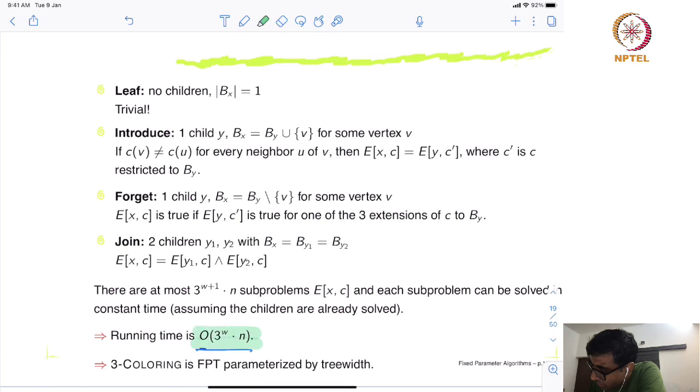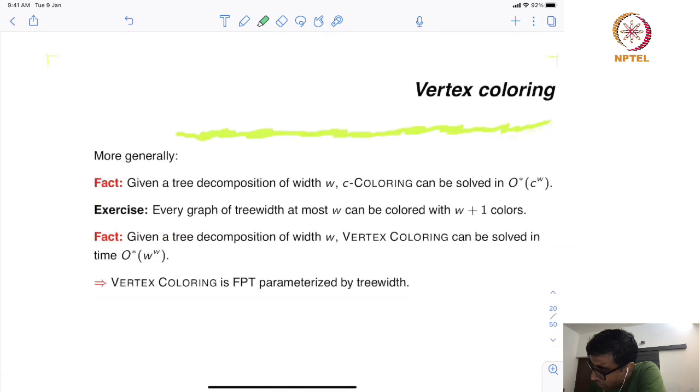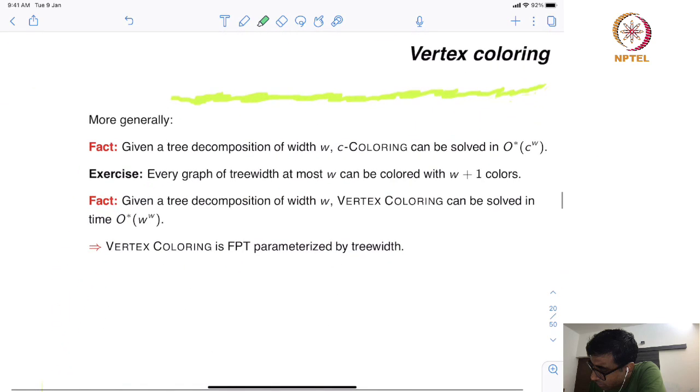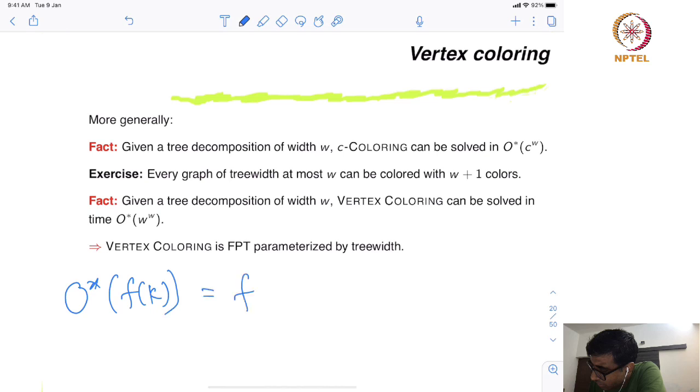So 3-coloring is FPT parameterized by treewidth. More generally, given a tree decomposition of width w, you can do c-coloring in c to the power w, and this O star notation is used in parameterized complexity. When we write O star of some f of k, this is a shorthand notation for f of k times n to the power b. We do not explicitly write the polynomial dependence on the input.